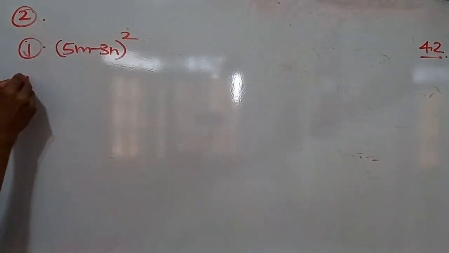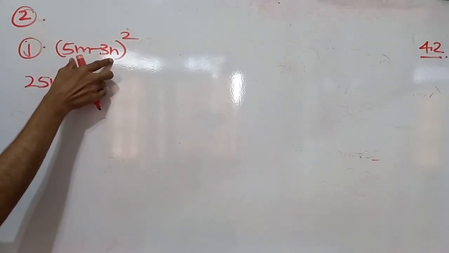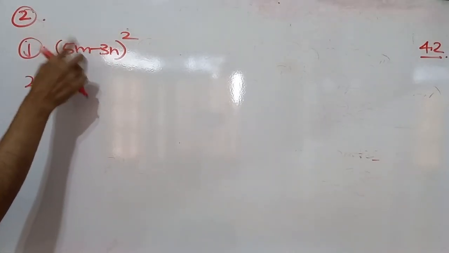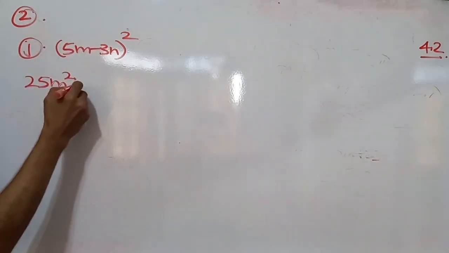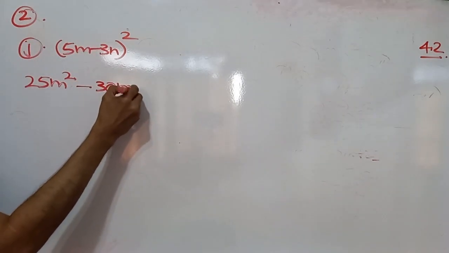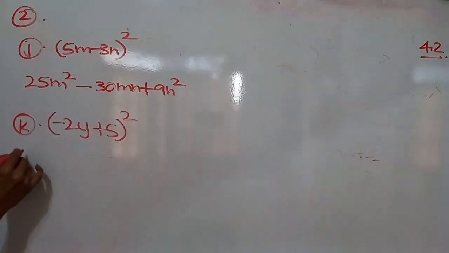5m square, that becomes what? 25m square. We have to multiply these two. So 15mn, that's a negative value. Then we have to multiply that by 2. So negative 30mn plus 9n square. So here this becomes what?